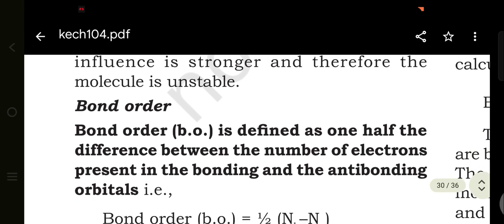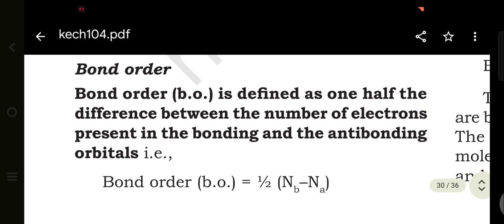Bond order. Bond order, BO, is defined as half the difference between the number of electrons present in the bonding and the anti-bonding orbitals. Bond order is equal to half of Nb minus Na.